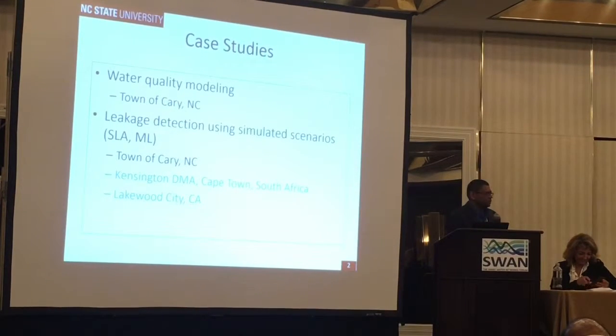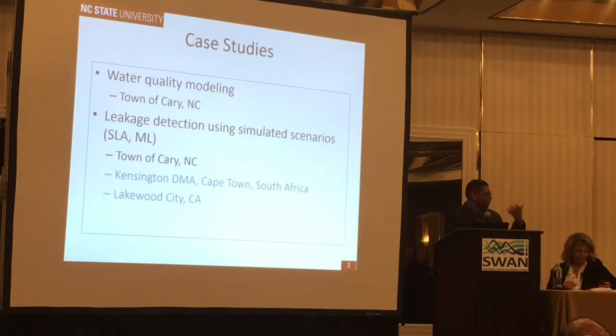So we were working with the Town of Cary for the last 10, 12 years. Last year, we got some AMI data from them, and also some water quality data. And we incorporated the data into a hydraulic model. What we showed was that by incorporating the AMI data, we are able to predict the water quality better at different places in the system.